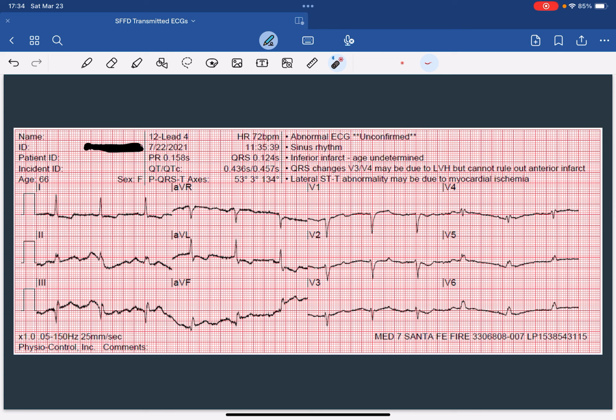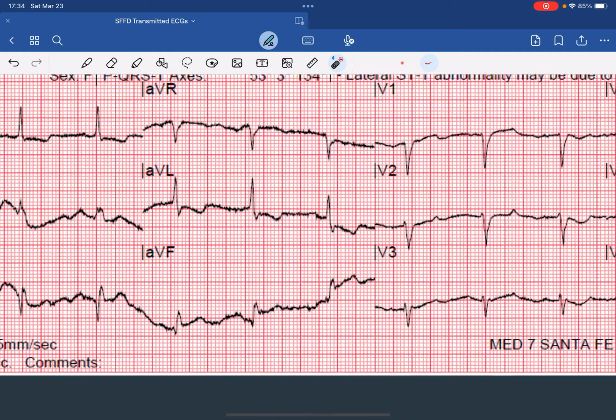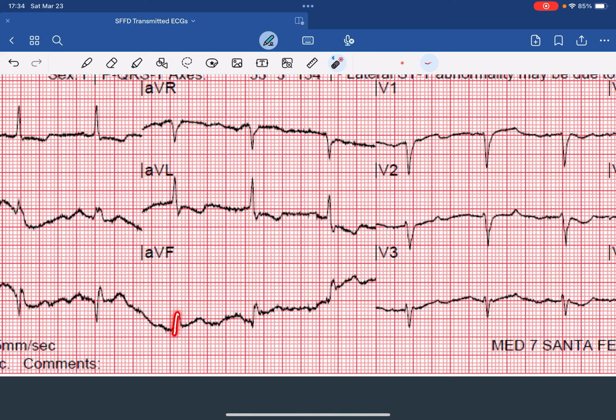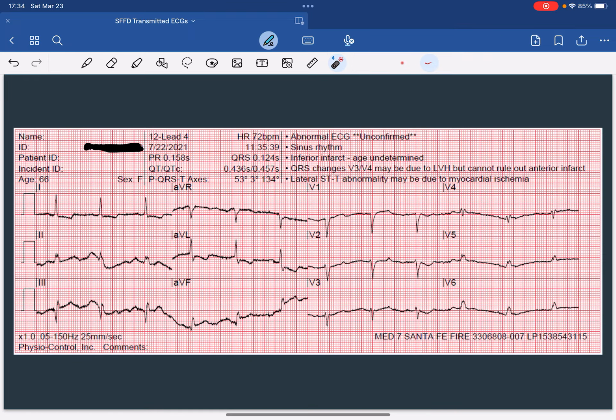From there, let's look for signs of axis deviation, and it doesn't look like there's an abnormal axis. I recognize that this is kind of wavy, but if we look at aVF, the majority of the QRS complex is a positive deflection. And then if we look at lead 1, we can see that the majority of the QRS here is also a positive deflection, so we have normal axis.